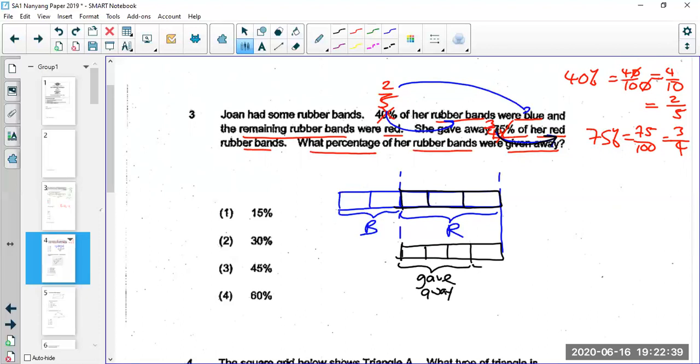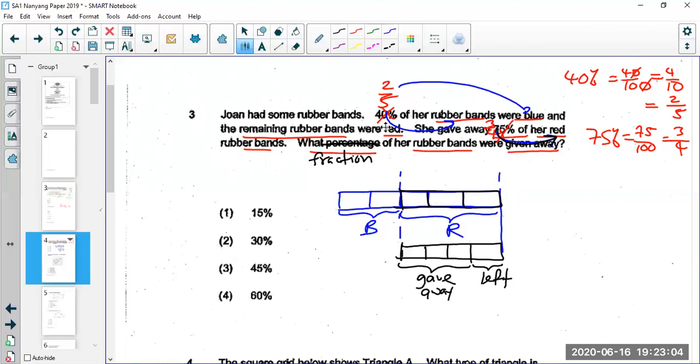And then where is the leftover? This must be the leftover. So 1/4 of the rubber bands is left. Okay, so what percentage of the rubber bands were given away? Well, to get your percentage, you can actually change it to a fraction first. You get your fraction answer, then later convert to percentage.